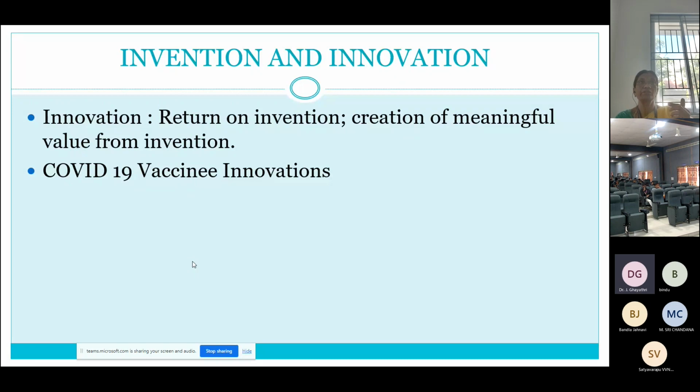Innovation is the return on invention, the creation of meaningful value from the invention. We can say that the COVID-19 vaccine is an innovation, because the vaccine was already available in some other form. They made some modifications, included their innovations to solve the problem of COVID-19, and came up with a new product. So these vaccines come under the innovation category. They are sustaining in the market also.